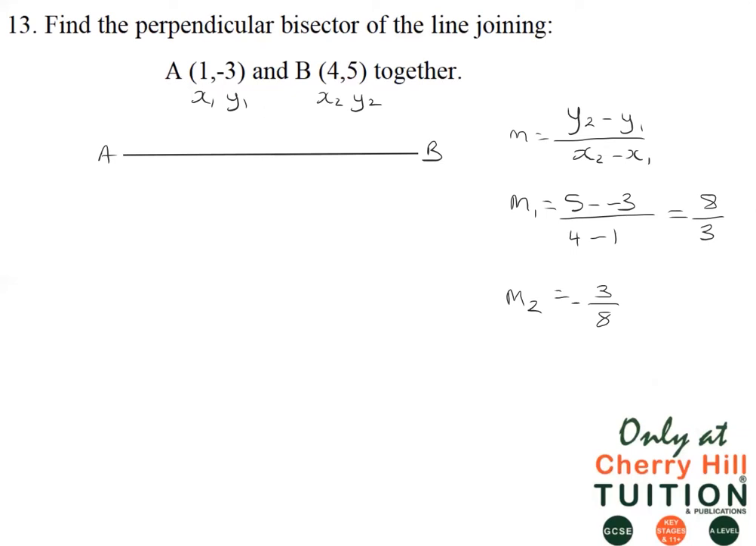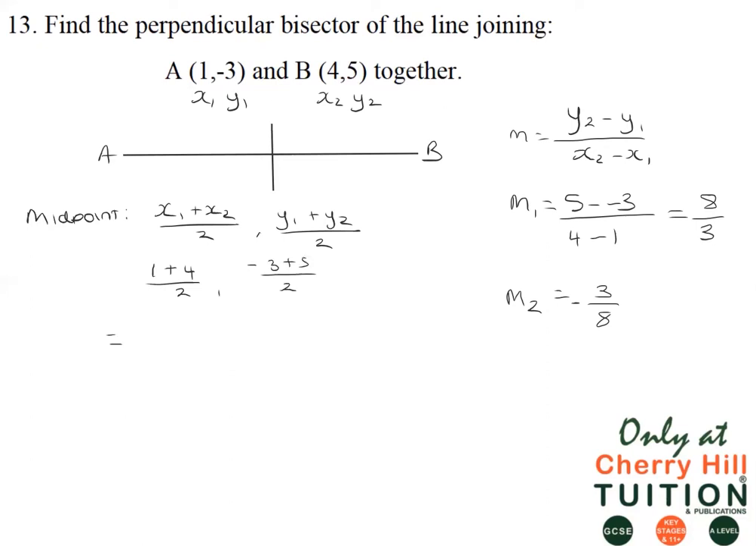And the perpendicular bisector always cuts right in the middle, in the midpoint. So the next step is to work out the midpoint of A and B. The midpoint formula is x1 plus x2 over 2 and y1 plus y2 over 2. So let's add the x's together. We get 1 plus 4 over 2. And adding the y's together, we get minus 3 plus 5 over 2. And minus 3 plus 5 is 2 over 2, which is 1.